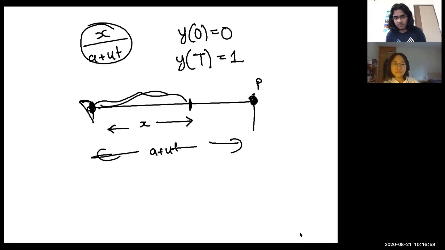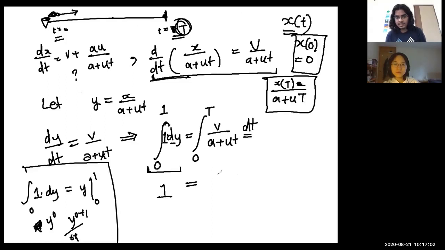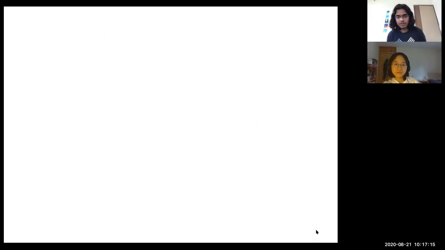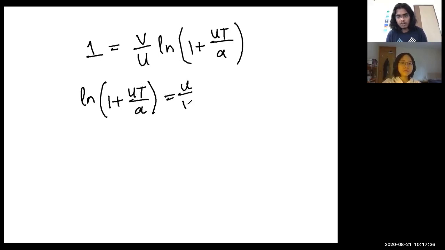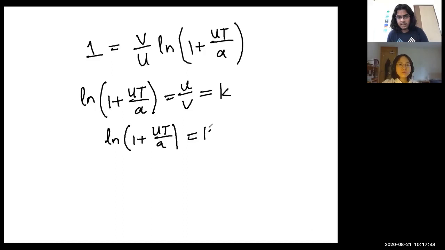Now we know the left-hand side of the equation was 1. I'll bring up the equation for you to look at once. Yes, this thing was 1, and this side, as we found, was v over u ln of a plus ut over a. Now it's a matter of simplifying further. So 1 is v over u ln of 1 plus ut over a. This is just dividing by a through. Is this all right? So ln of 1 plus ut over a is u over v. The question tells us that u over v should be written as k, just a new variable. So now ln of this thing is k. What's the next step in the chat?